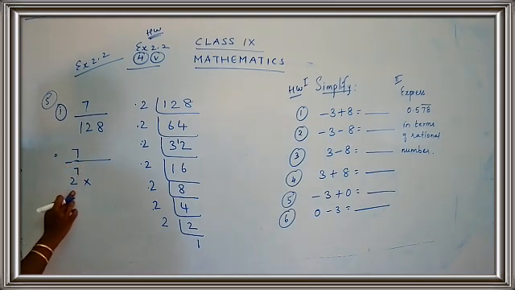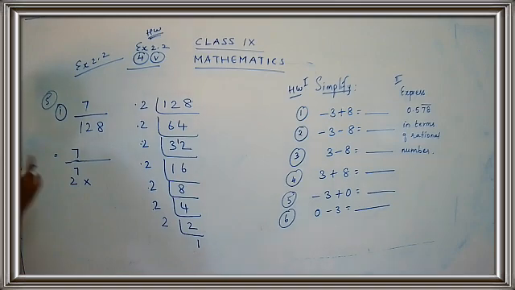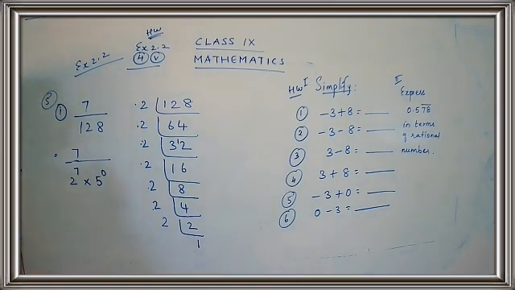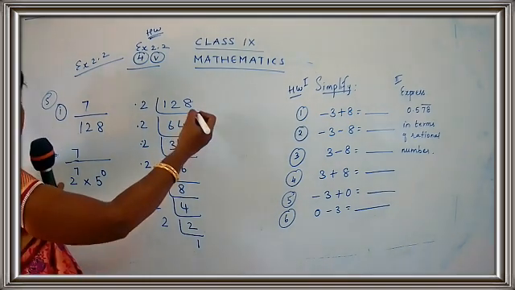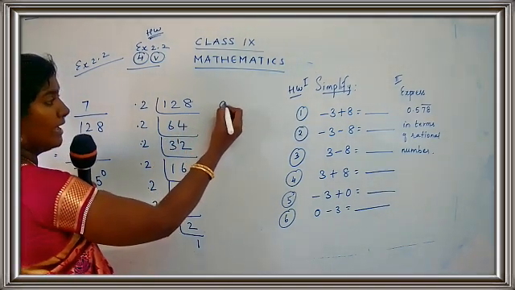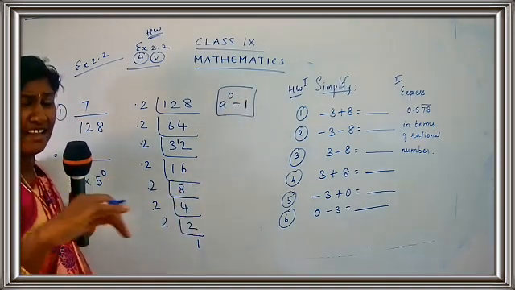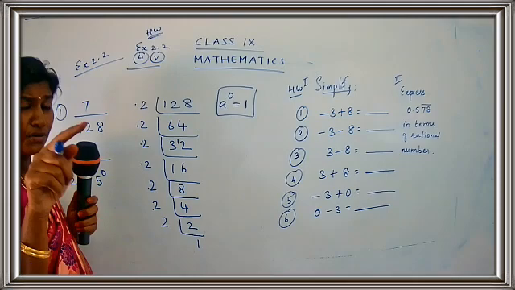Okay, now here I am going to do one more thing. I'm going to write down 5 raised to 0. What is the meaning of 5 raised to 0? What is the value of 5 raised to 0, children? We have seen the law of indices. Do you remember the law? A raised to 0 is equal to 1. If you write any number raised to 0, that is equal to 1.